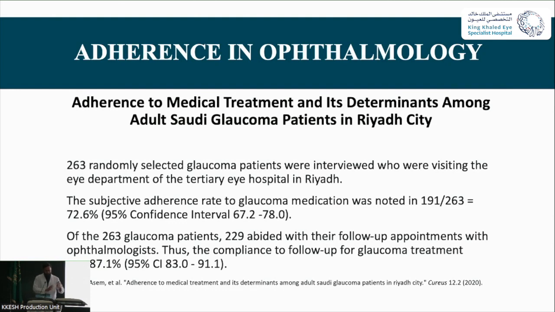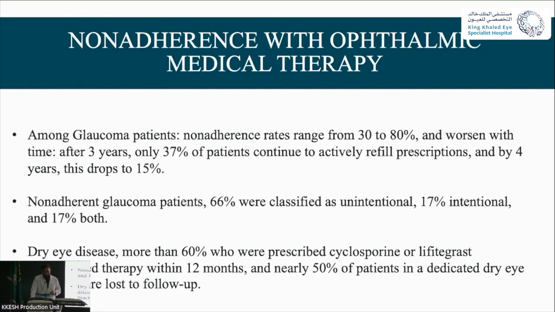So there could be some 10 to 15% variation in the result, but still this is from ophthalmology. It was a very decent adherence. Now, it was like a review article, which I found on some ophthalmology related diseases like glaucoma and corneal disease. Among the glaucoma patients, the non-adherence ranges from 30 to 80%. And it could get worse if the treatment goes beyond 3 years, as only 37% of patients continue actively refilling prescriptions, and by 4 years, it dropped to 15%. So as long as the treatment goes on, the adherence also goes down.